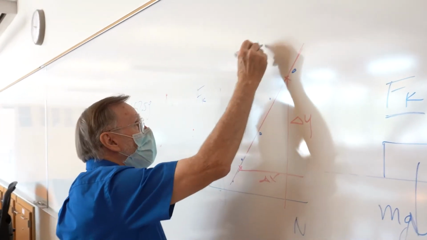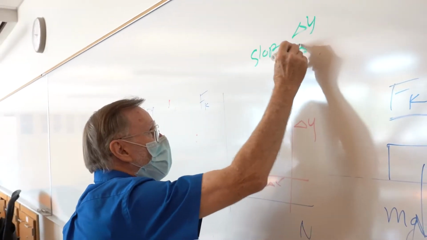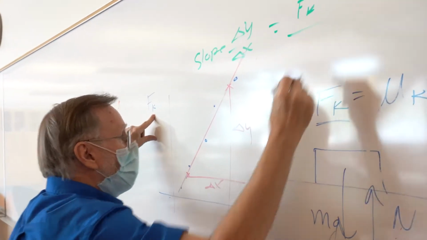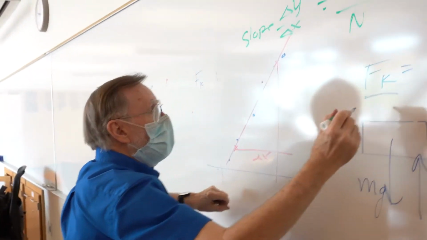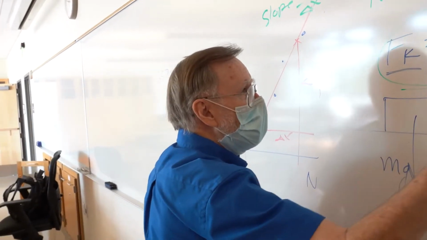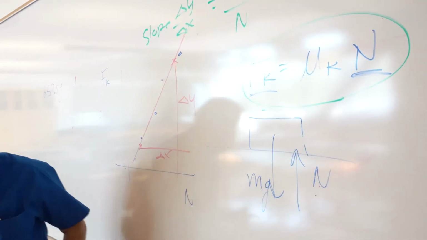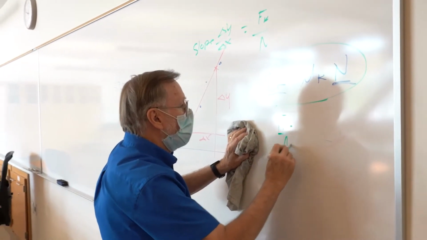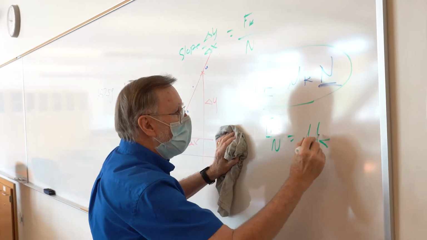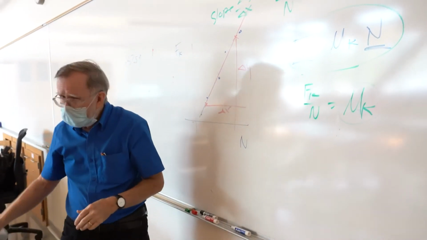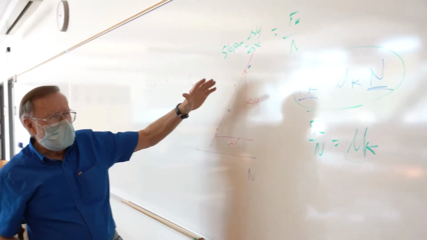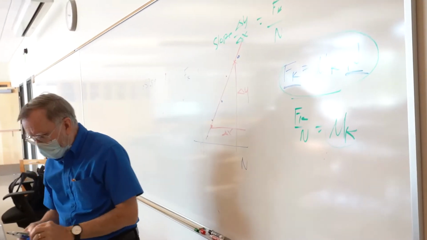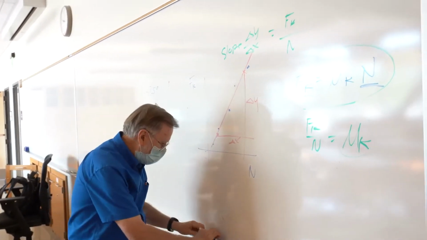And the slope will be your delta y over delta x. In this case, it's going to be friction divided by the normal force. But look, our formula for friction is mu times the normal. So what is friction over the normal force going to give us? Fk over N is going to give us the coefficient of kinetic friction. So once you calculate the slope of this graph, you'll have mu sub k, the coefficient of kinetic friction.